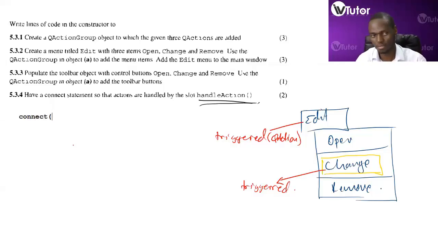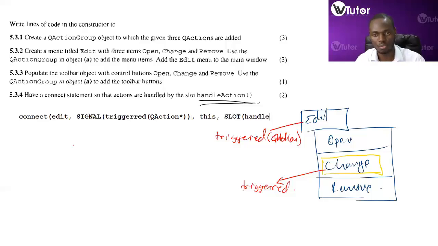Who is sending the signal? Then you say, oh, it's our edit menu. What is the signal, right? So you go signal, then you say, oh, it's triggered. I don't know if it's double R or just one R, whatever. But this is also sending which queue action has been clicked. So you put that in brackets. And then you say, where is the slot? It's in this class. And what is the slot? Your slot is called handle.